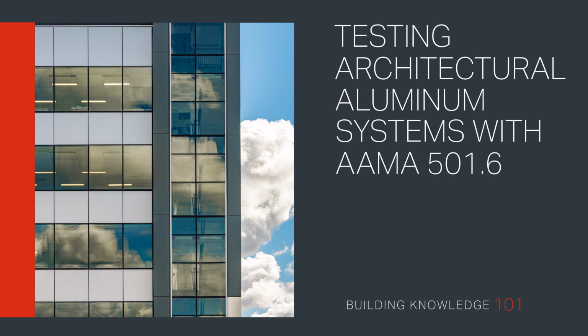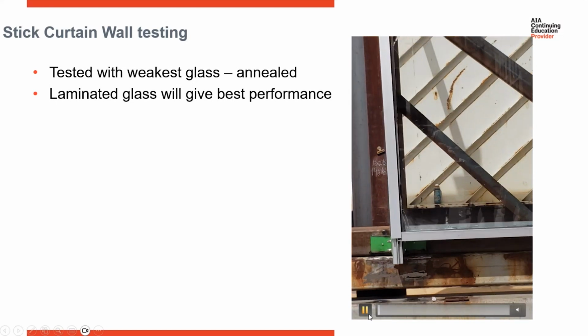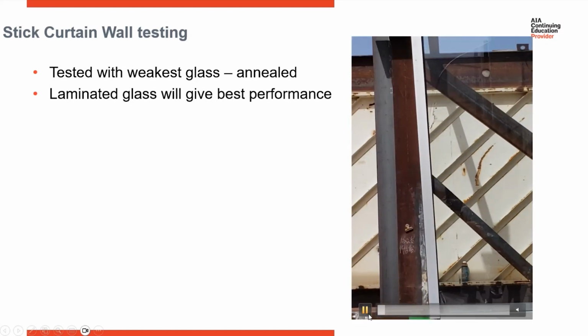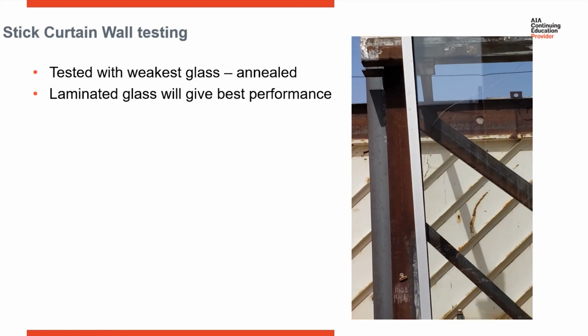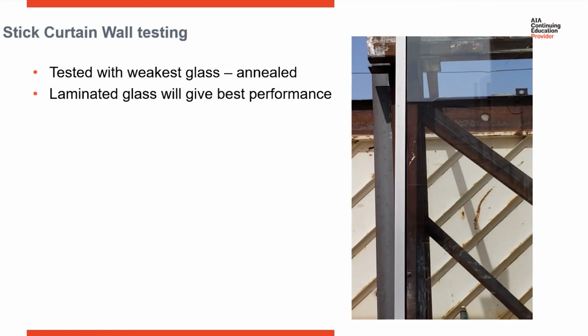In this video, we explore the testing of architectural aluminum systems with AAMA 501.6, Dynamic Racking Crescendo Test for determining glass fallout. This system was tested with the weakest glass, and then laminate glass will give you better performance. Always pay attention to the glass type that's been used in the testing. And we actually have a video of the testing so you can see the glass and the system racking back and forth. Note that the glass has cracked, so that would be recorded during the testing.